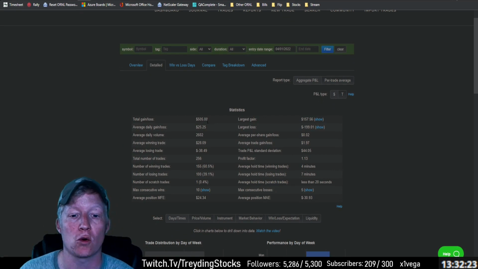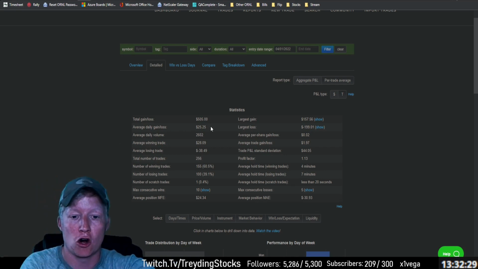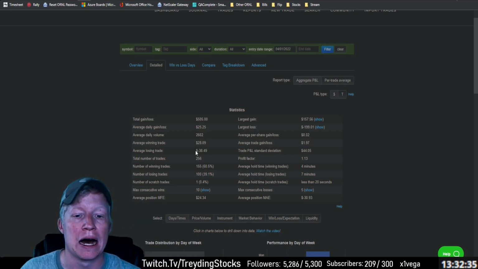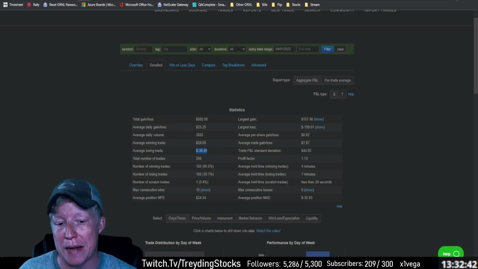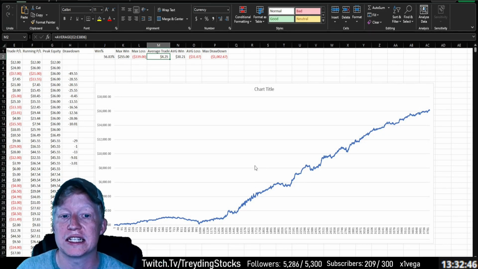So once again, total gain loss $505. Average daily gain loss. This means every day I logged in and started trading, this is what I could expect to make. That's combining the red days and the green days, obviously. Average winning trade 28, average losing trade 38. I think this is a good time to go ahead and pull up our back test. So this is the back test we ran when we were proving this system.